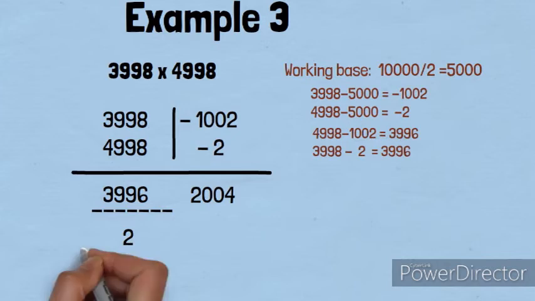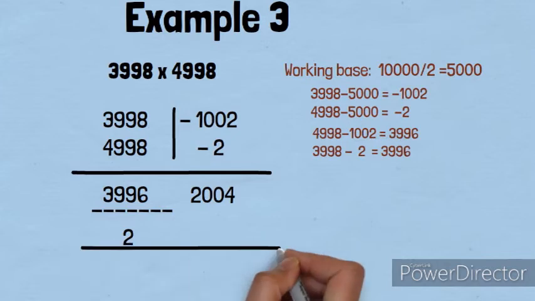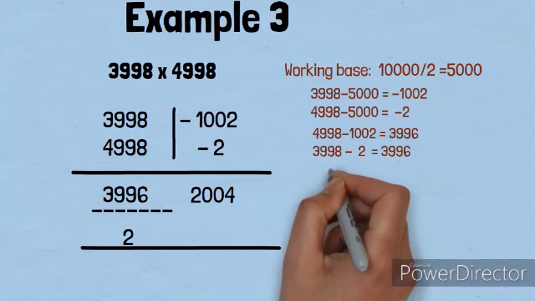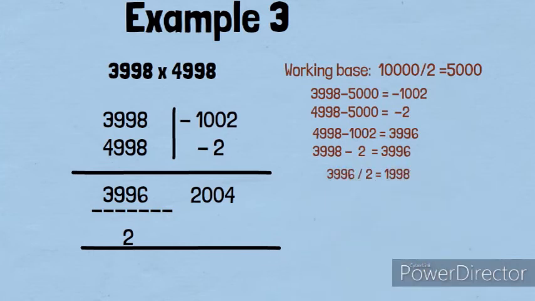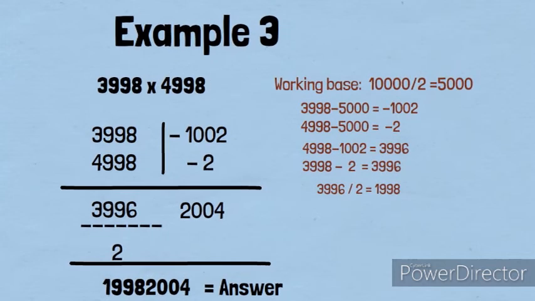Since we divided our base, divided 10,000 by 2, we have to divide the LHS by 2. So 3,996 divided by 2 is 1,998. Now we bring down the 2004. Our total answer is 1,998,2004.